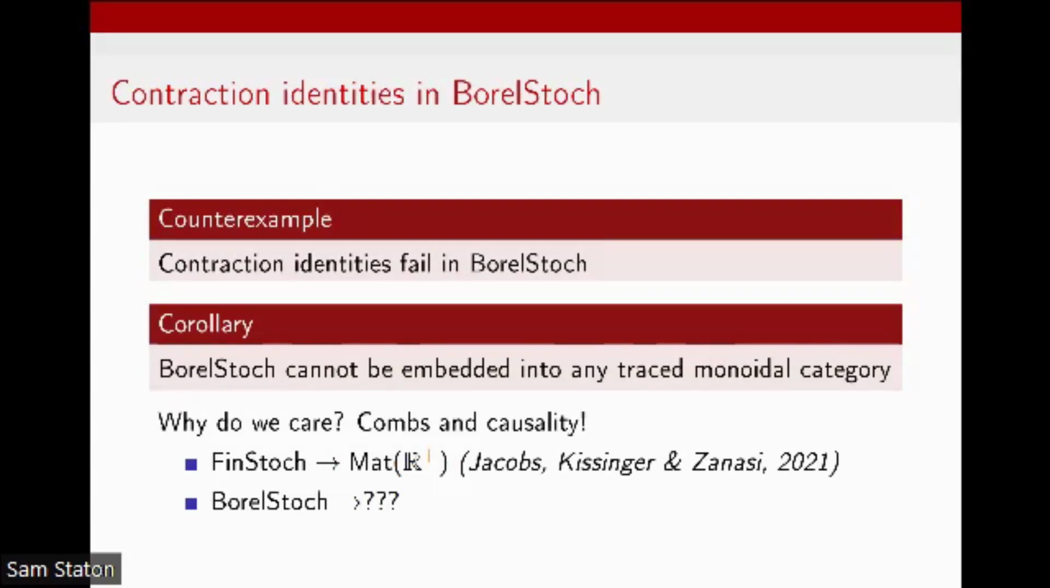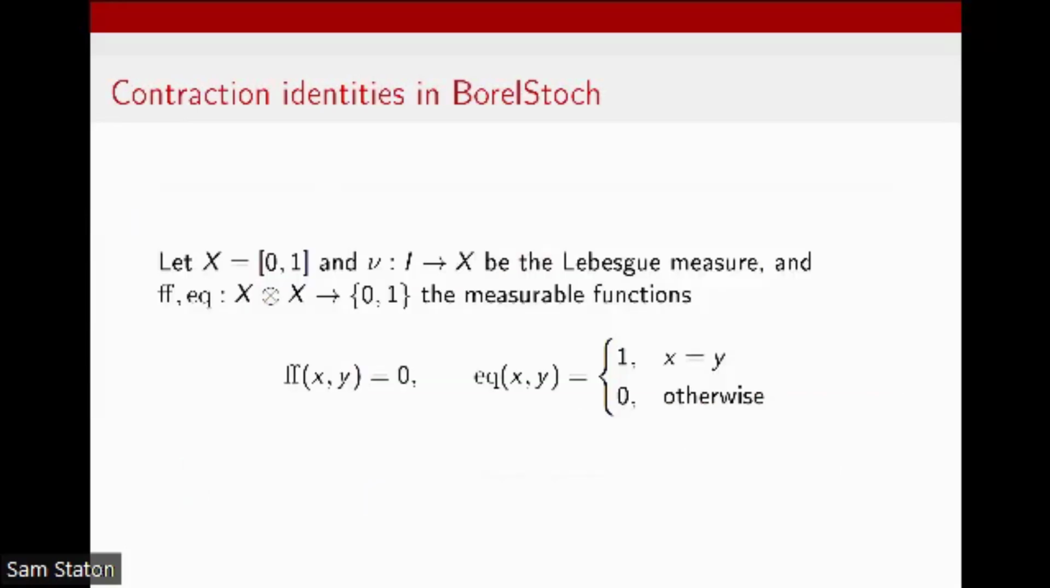So this is really the question. If you want to do causal inference in BorelStoch, then we don't have this method available. So we definitely care about this embedding. And now I will show why the contraction identity fails in BorelStoch, and I will give you the idea of why it fails. It has to do with the atomicity axiom.